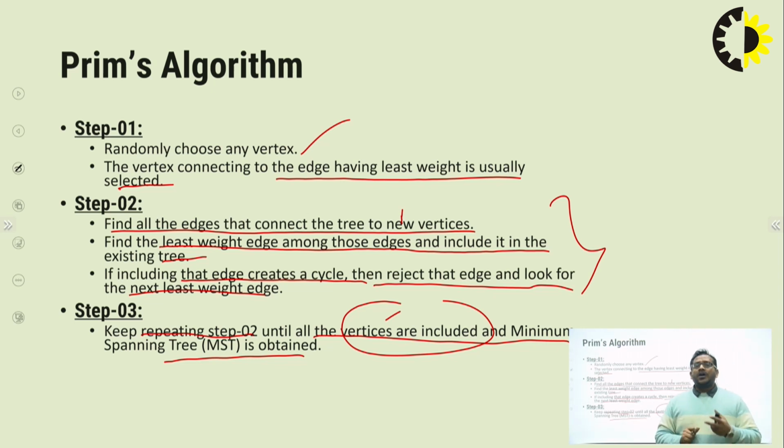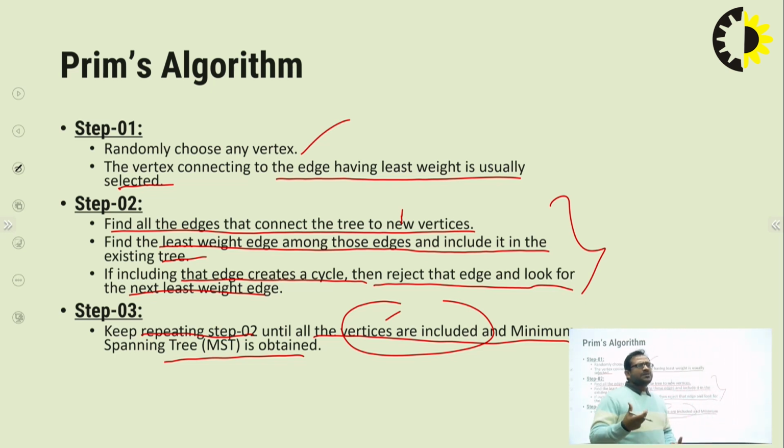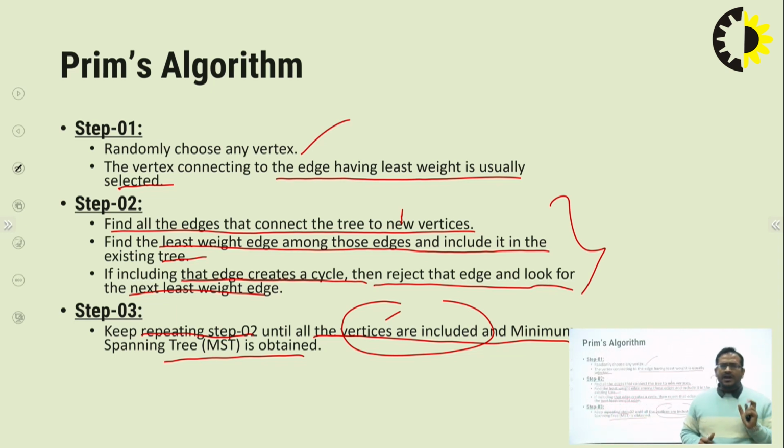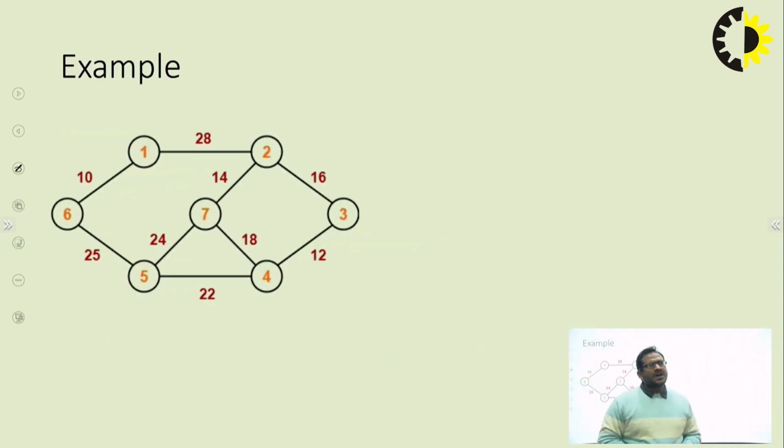Got my point? Okay, so the next question is, can a graph have more than one MST? Yes, obviously, a graph can have more than one MST, but whenever I am talking about a minimum spanning tree, we have to select the minimum edges one by one. Okay, let's try to understand an example. So this is the example of Prim's algorithm.